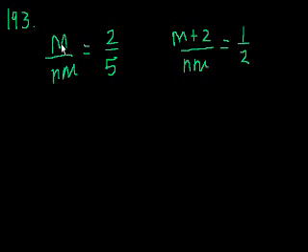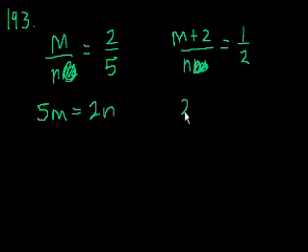So they want to know what M plus NM, non-math majors, is. So let's see if we can solve for anything. We actually have 2 linear equations and 2 unknowns. You might not see it yet, but if we cross multiply, we get 5M. I'll just call these N, non-math majors. I don't want to keep saying NM. 5M is equal to 2N. And here you get 2 times M plus 2 is 2M plus 4 is equal to N.